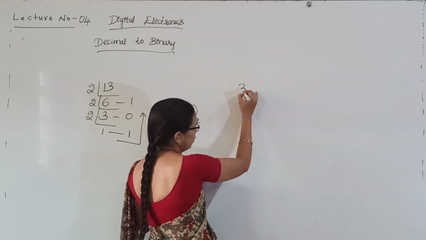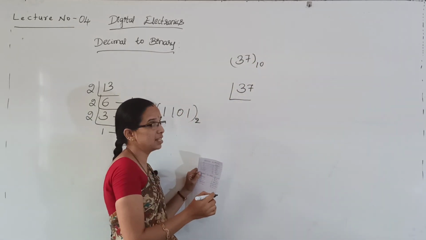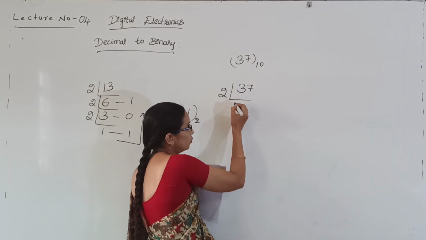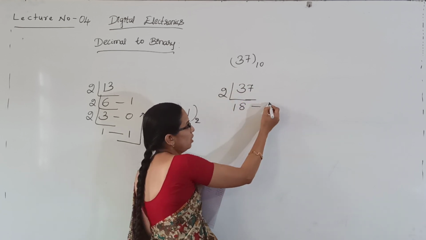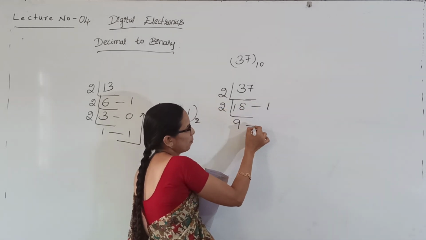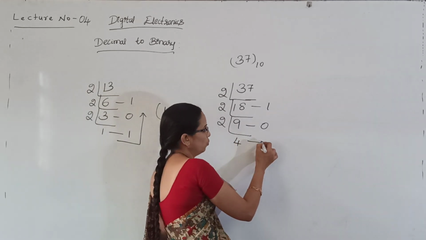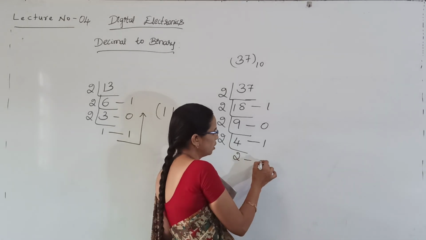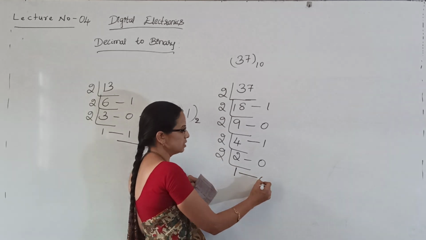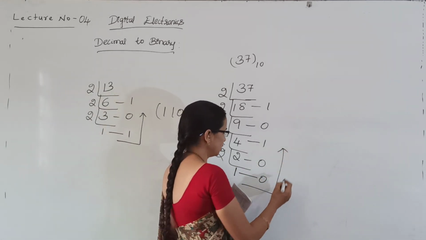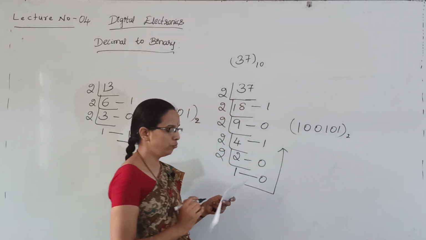You can take one more number, that is 37. Given decimal number 37. Divide this 37 by 2. 2 18s are 36, 1 is the remainder. 2 9s are 18, 0 is the remainder. 2 4s are 8, 1 is the remainder. 2 2s are 4, 0 is the remainder. If it comes to 2 also, you have to divide it. 2 1s are 2 and 0 is the remainder, and you should move in this direction. 100101 is the binary equivalent of 37.